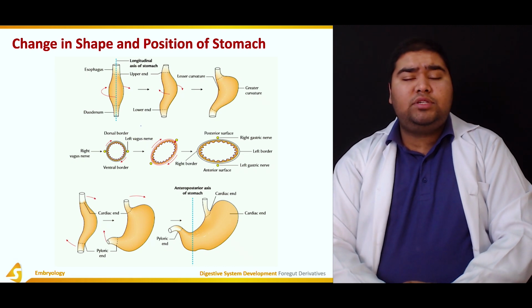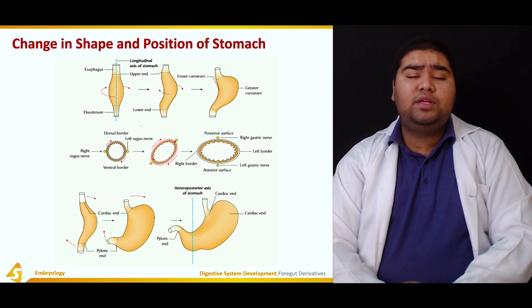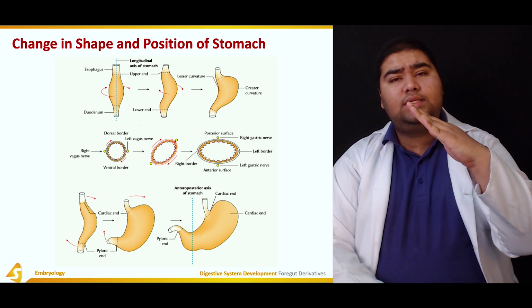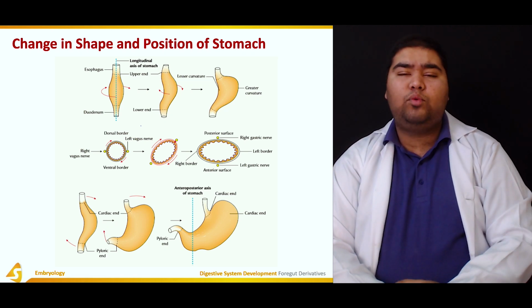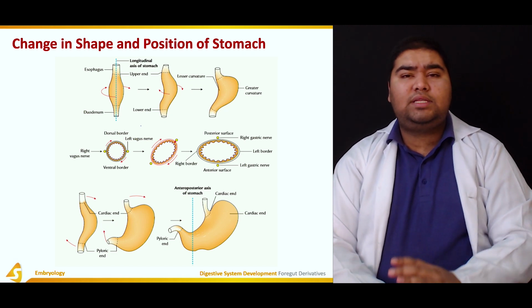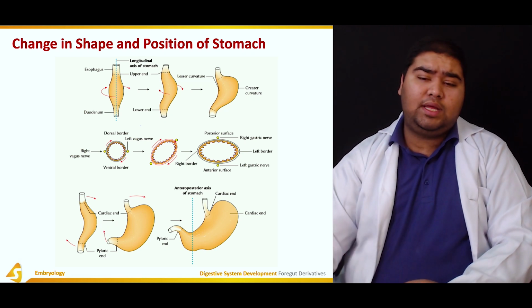Now there's another rotation that occurs in the stomach. This rotation is along the anteroposterior axis. As a result of this rotation, the stomach tilts slightly within the longitudinal axis. Now the cardiac end of the stomach moves to the right, and the pyloric end moves to the left.